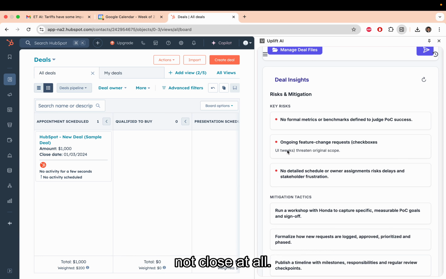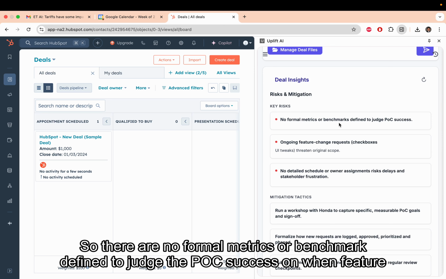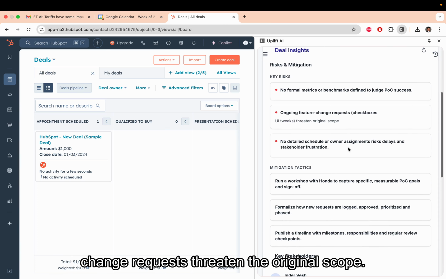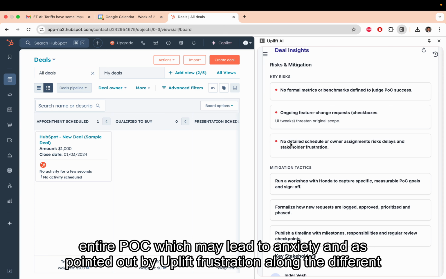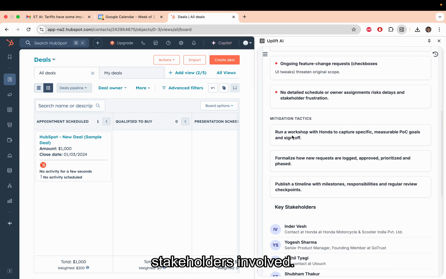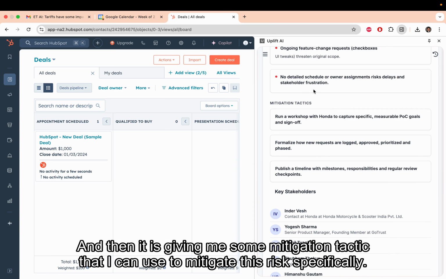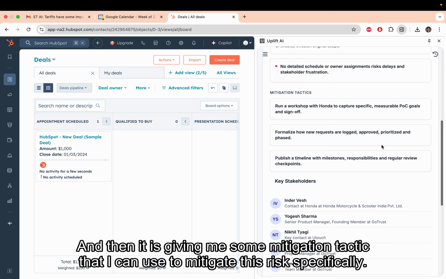at all. So there are no formal metrics or benchmark defined to judge the POC success. Ongoing feature change requests threaten the original scope, so some kind of scope creep. And there is no detailed schedule or an assignment for the entire POC, which may lead to anxiety and, as pointed out by Uplift, frustration along the different stakeholders involved. And then it is giving me some mitigation tactics that I can use to mitigate these risks specifically.